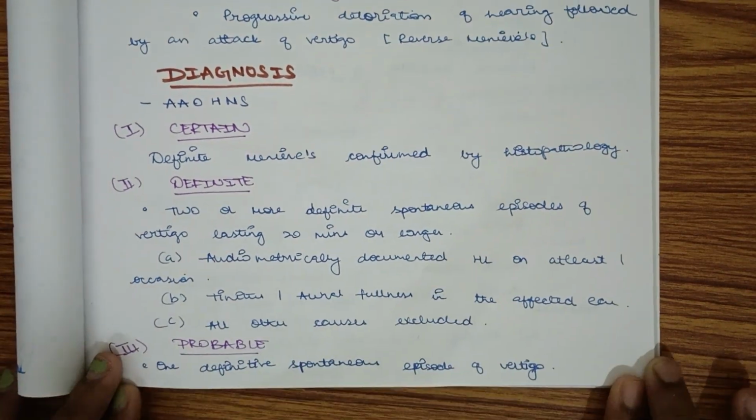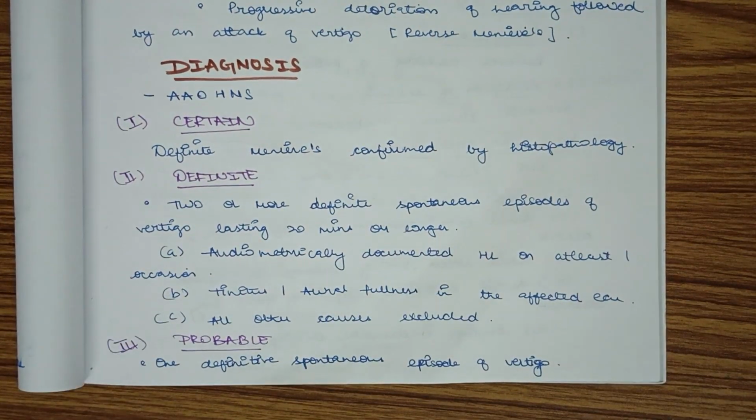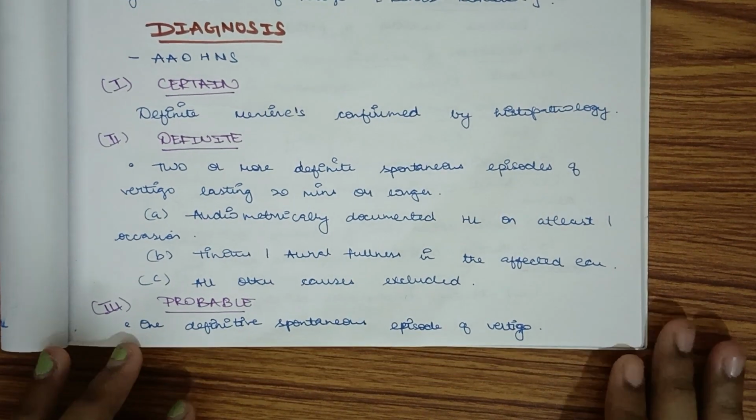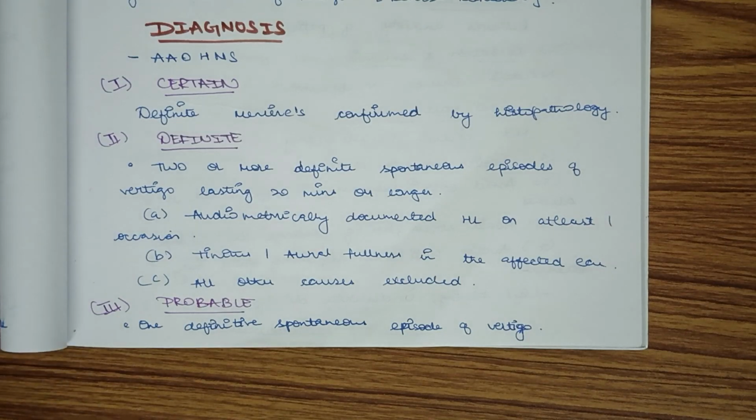Now we'll look at the diagnosis of Meniere's. Meniere's may be diagnosed as certain, definite, probable, or possible. Certain only after histopathology can we confirm that it is a certain case of Meniere's. Definite: two or more definitive spontaneous episodes of vertigo lasting for 20 minutes or longer, along with audiometrically documented hearing loss on at least one occasion.